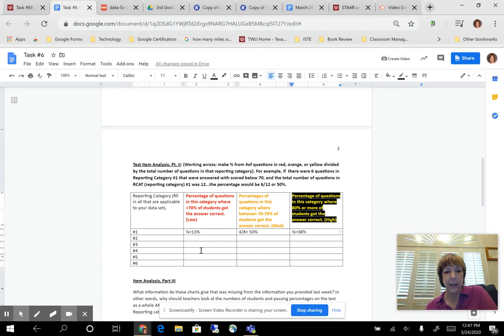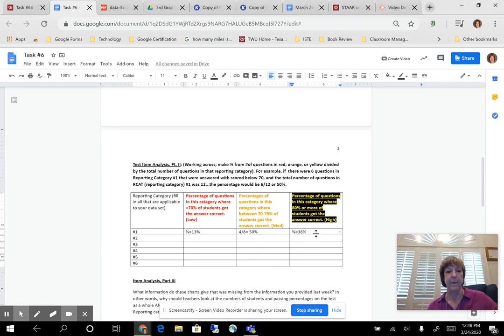So now I'm gonna check and see how close I got. 50 plus 38 is 88, plus 13 is 101. If I hadn't rounded, I would have been fine. So as long as your total comes out to be close enough to 100%, you're correct.